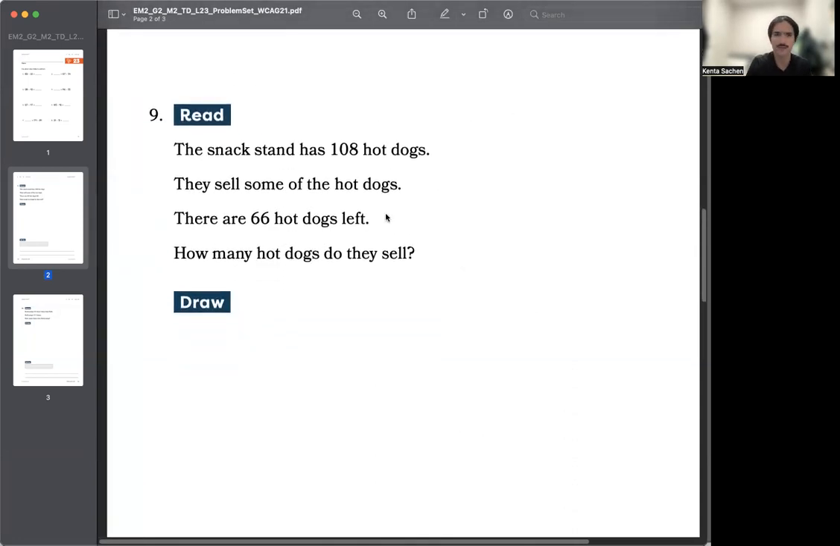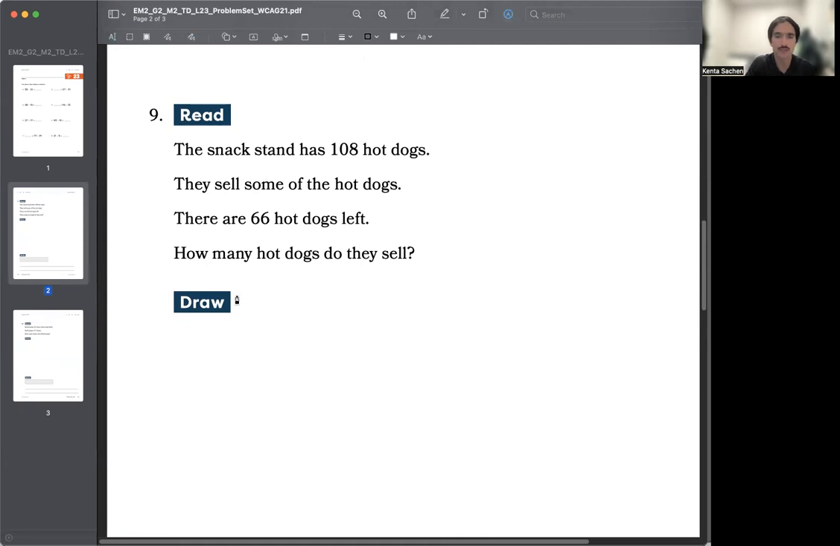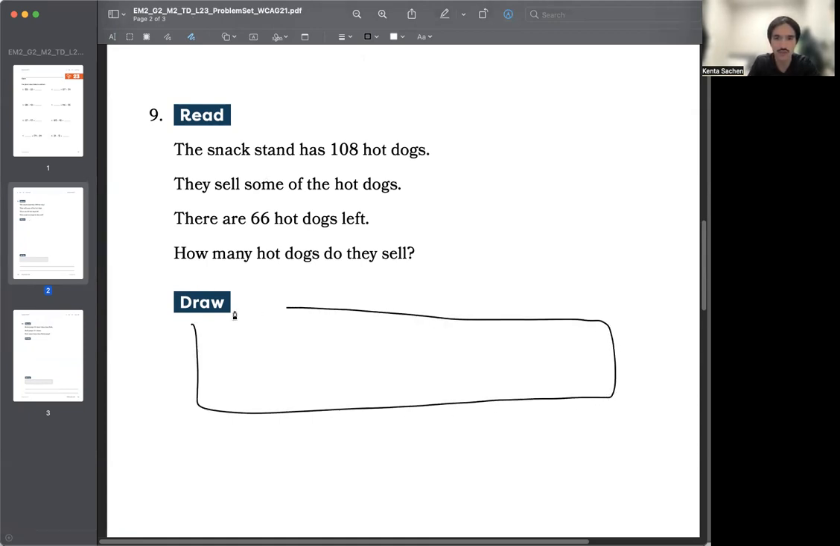And let's draw this out then, right? So I'm going to use a rectangle to represent those 108 hot dogs. Let's make this a bigger rectangle. I want you to draw this too, right? This is 108 hot dogs.